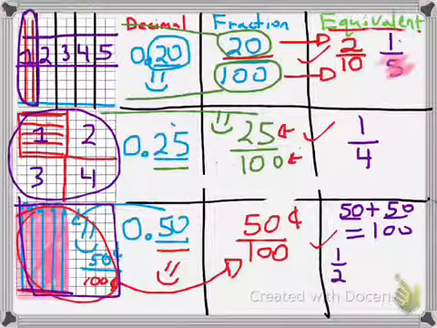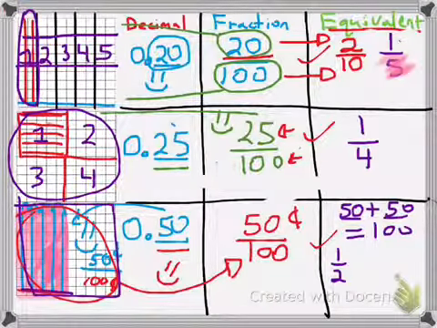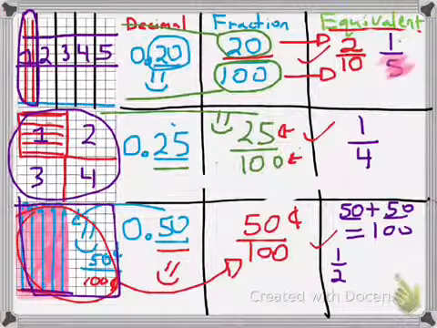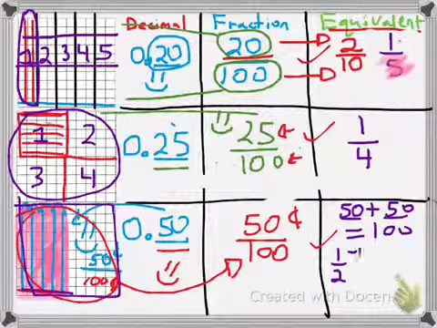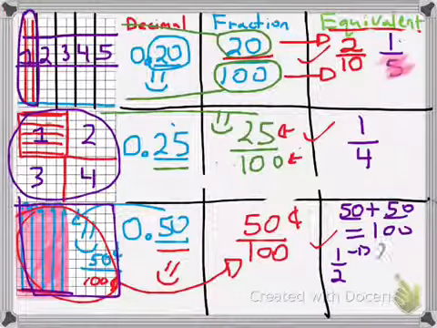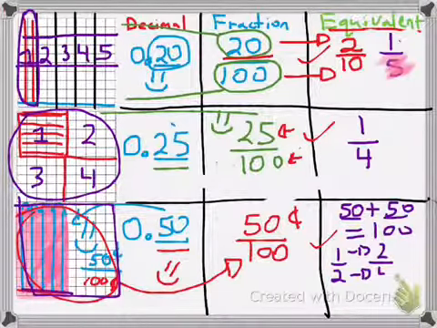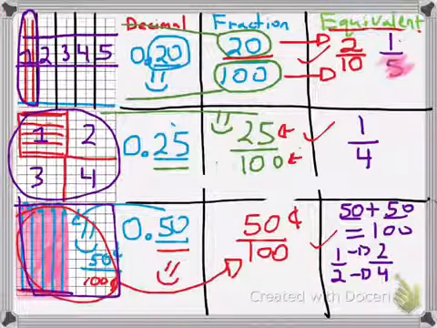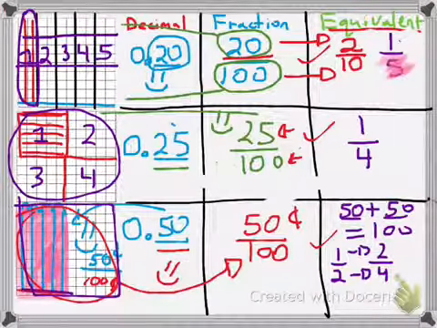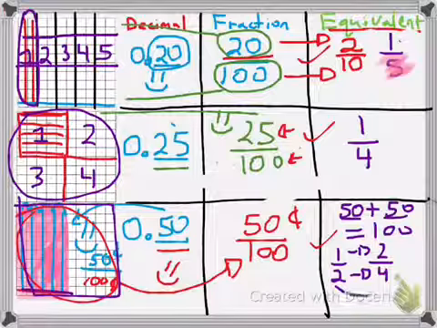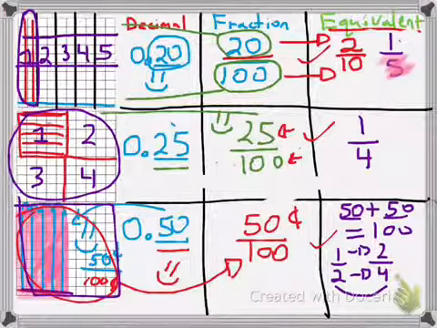I have one part of 50, one group of 50, out of the 2 different groups of 50 that it takes to make 100. Now, we can make a whole bunch of equivalent fractions to 1 over 2 just by doubling. If we double 1, that becomes 2. If we double 2, that becomes 4. And we know that 2 plus 2 is 4, so 2 is still half of 4. So we know that these 2 fractions here are exactly the same.